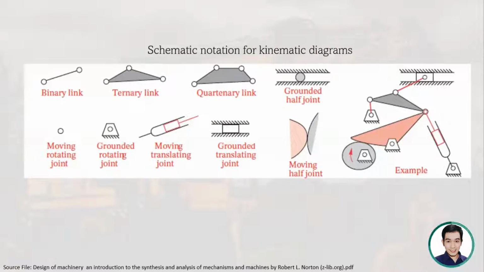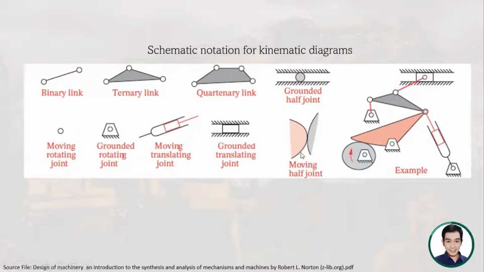For the binary link, ternary link, quaternary link, grounded half joint, you have the moving rotating joint, grounded rotating joint, moving translating joint, grounded translating joint. For the grounded ones, you can see that there are lines here, so that means it's grounded. When you see a circle, it's just a joint. When you see a line and two joints, then it's considered a binary link. You can see here a moving translating joint, meaning it will just translate here. And then we have the grounded translating joint.